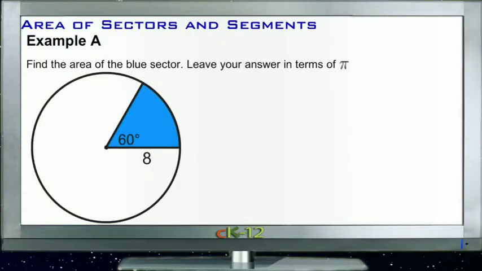Okay, so example A asks us to find the area of the blue sector, and we're supposed to just leave our answer in terms of pi. So the first thing we need to do to find the area of this sector is find the area of the entire circle. Now we know that the radius of the circle is 8 units, and the area of a circle is pi times the radius squared. So if it's 8 units for the radius, then we have pi times 8 squared, or 64 pi, as the area of the circle.